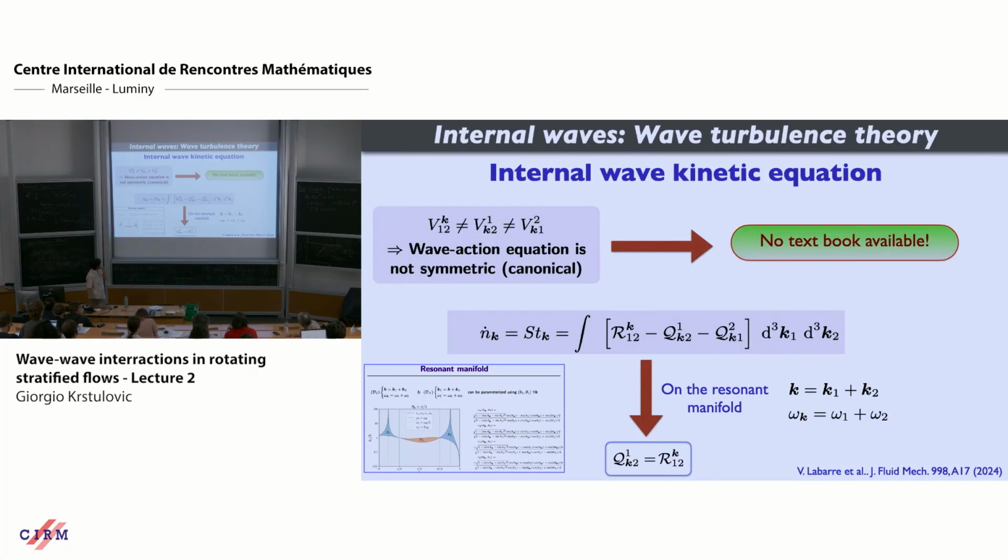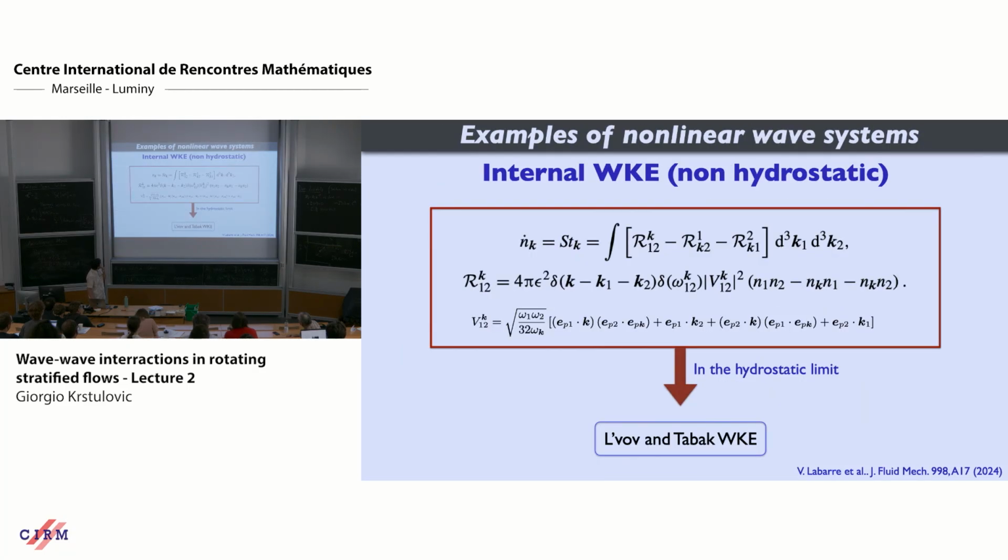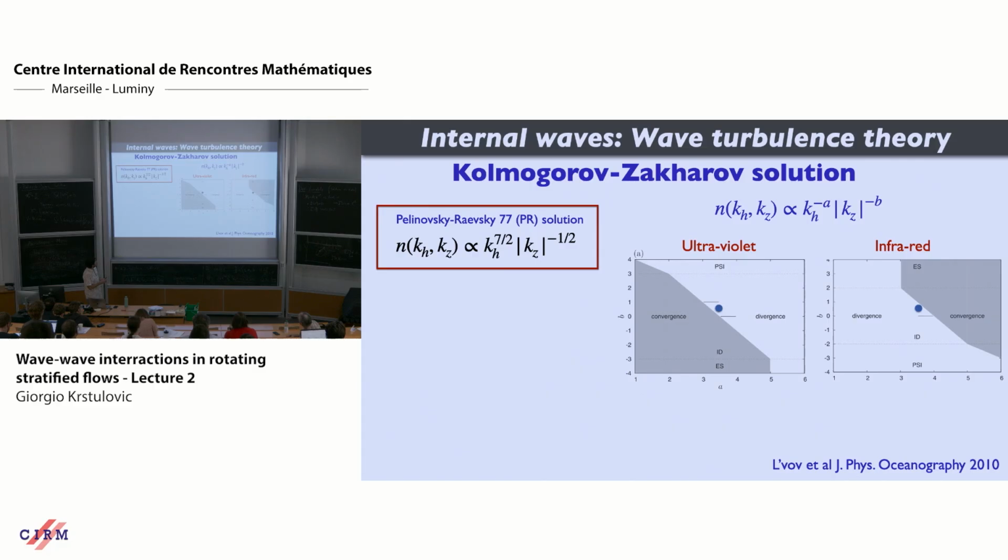I will skip this derivation because it's too long, and I will talk about the KZ solution for internal waves, which in the oceanographic community is known as the Pelinovsky-Raevsky solution, from '77. This is the exponent. In 2010, Lvov et al. studied the validity of this solution.